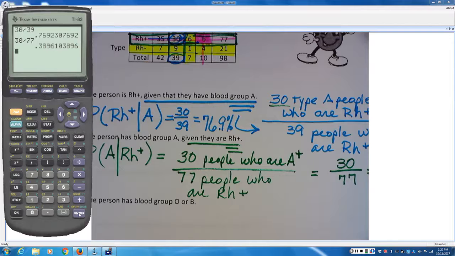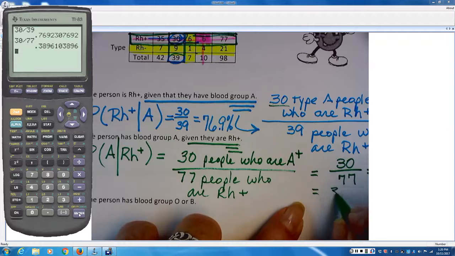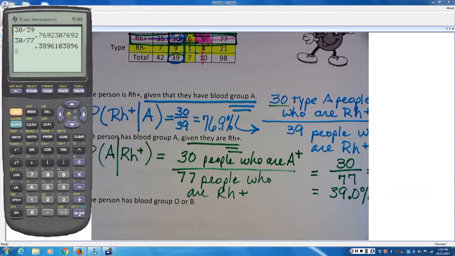So that'll be 38.96. I could round that to 39.0%. That way I've still rounded properly, but the 6 says the 9 goes up 1, and if the 9 goes up 1, then 38 has to go up to 39.